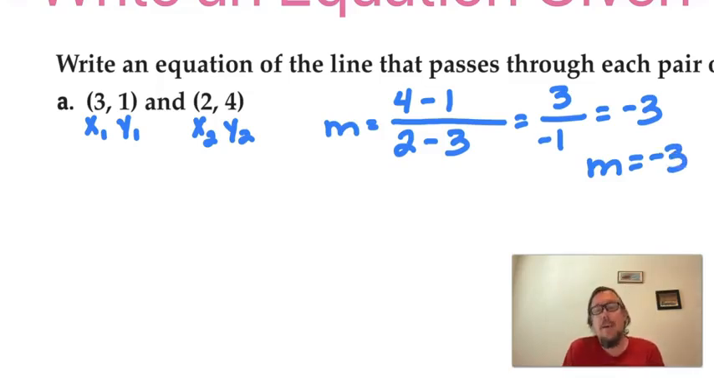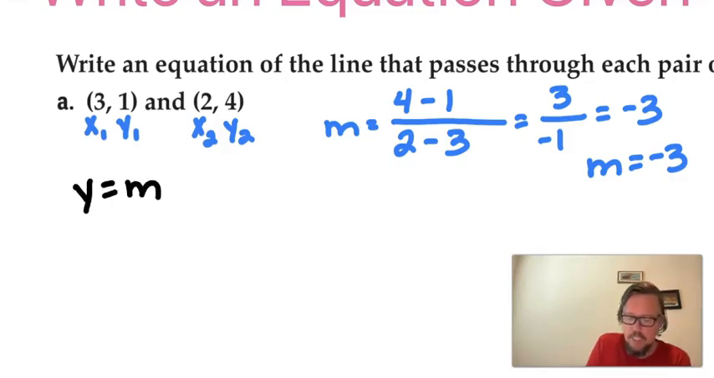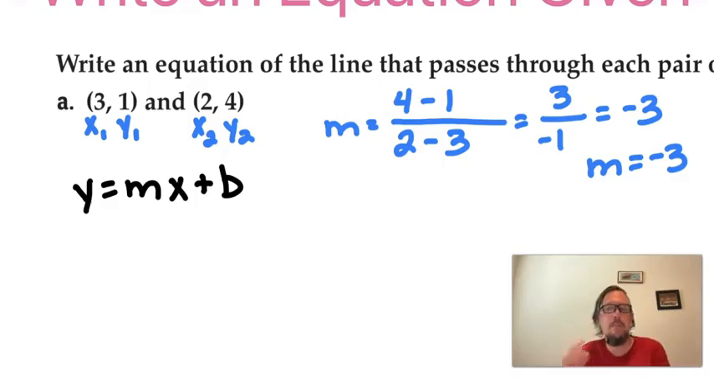Right. Now we need the y-intercept. So as we learned in the previous video, if you don't have the y-intercept but you have a point, we can use y equals mx plus b and just plug in an x, a y, and the m, and then solve for b. So let's go ahead and replace the m with the negative 3 that we just found.